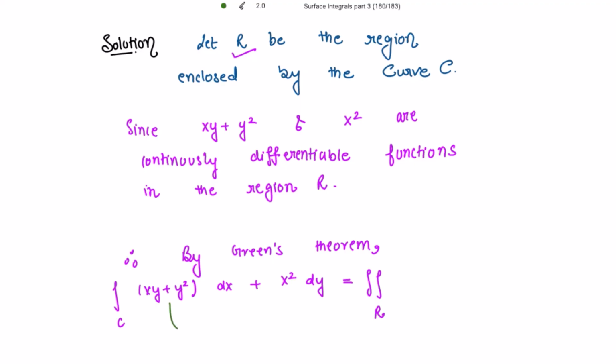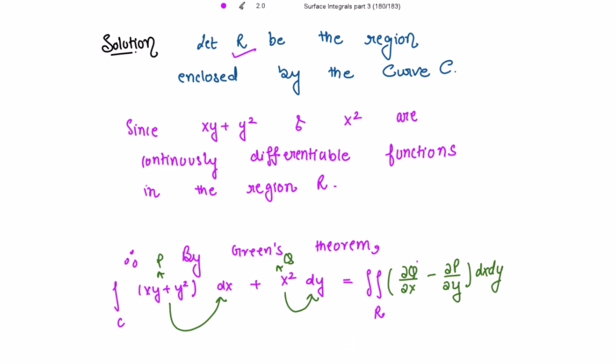Because xy plus y square is with dx, we take this to be P, and x square is with dy, so we take this to be Q. And the formula is, since Q is with dy, we write partial Q divided by partial x minus partial P divided by partial y. How to remember? If Q is with dy, write partial Q by partial x. If P is with dx, we write partial P by partial y with a negative sign, right? This is just the way to remember the formula, and this is dx dy.